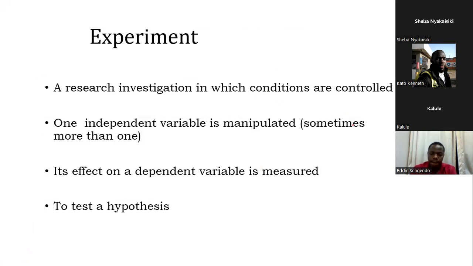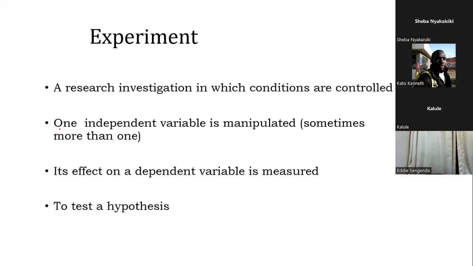Now, we must also note that we can have laboratory experiments. We can also have field experiments. Those two are quite possible. It's possible to have either one of those two. But ultimately, an experiment is controlled within certain conditions.